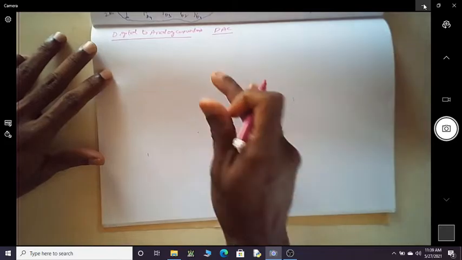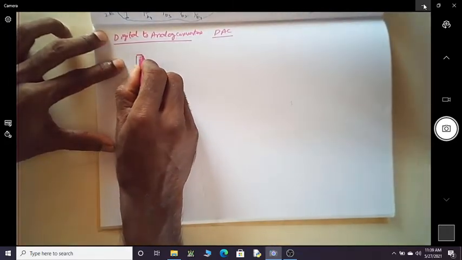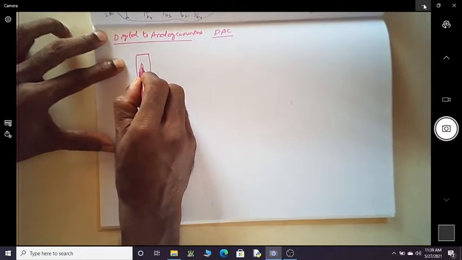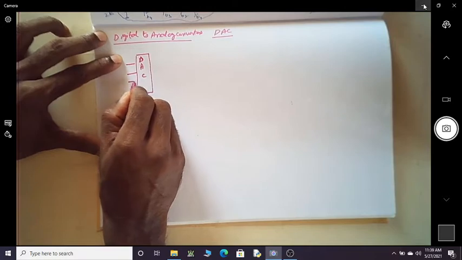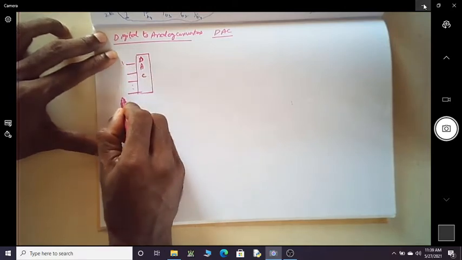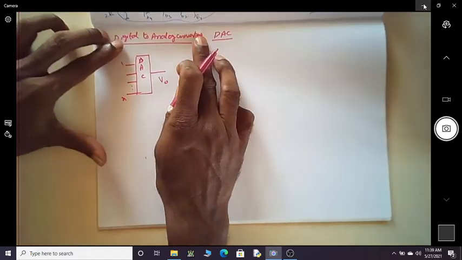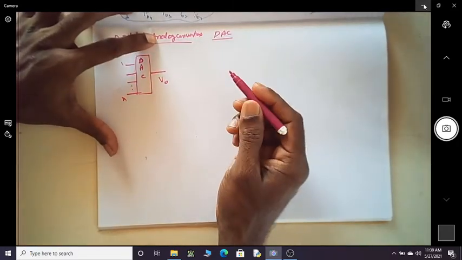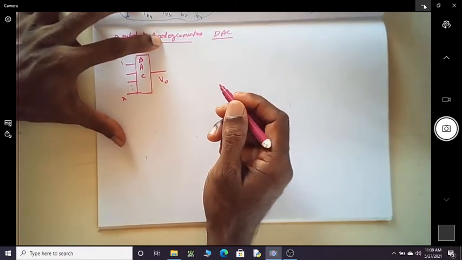In this video, we see the different circuits for digital to analog converter implementation. So we know that digital to analog converters accept digital inputs. So it has got n number of inputs, and of course it has got only one analog output voltage. So we have different circuits for implementing these digital to analog converters.